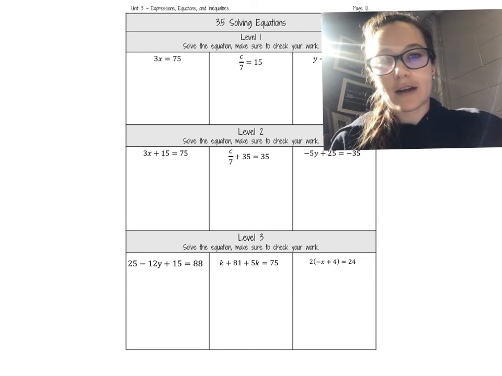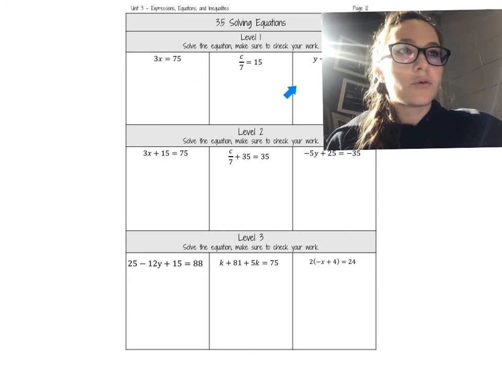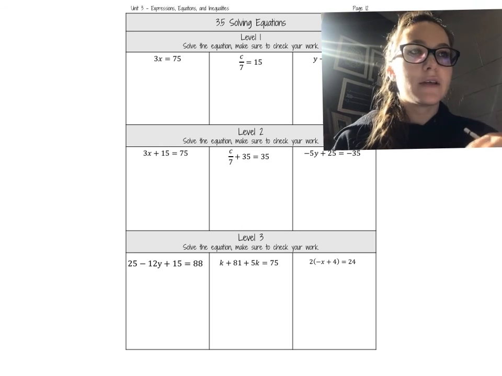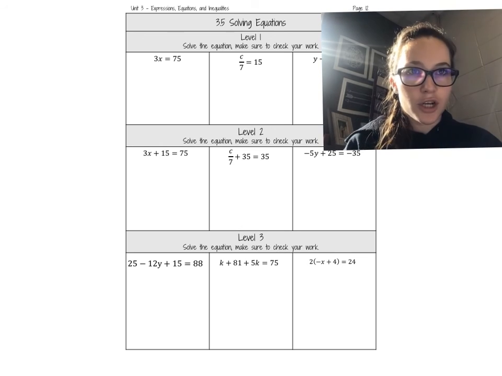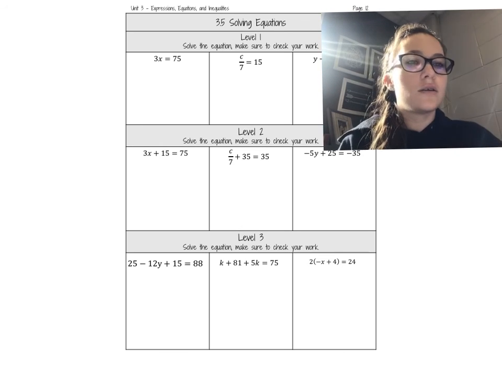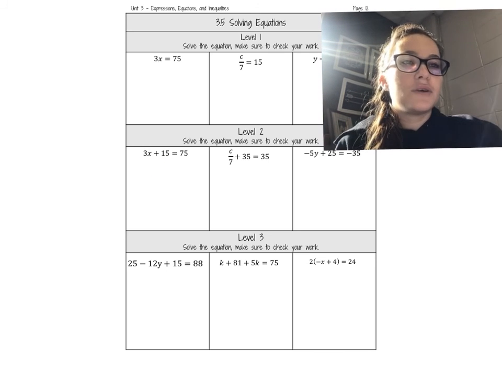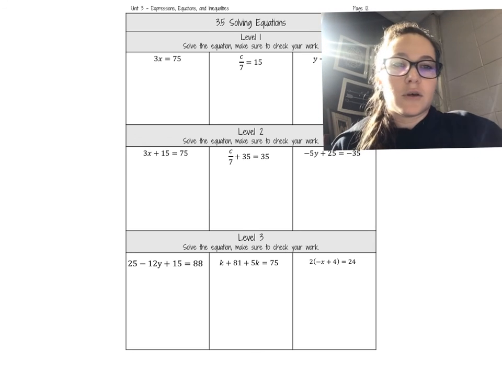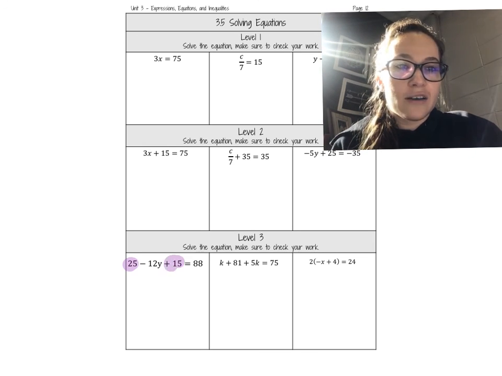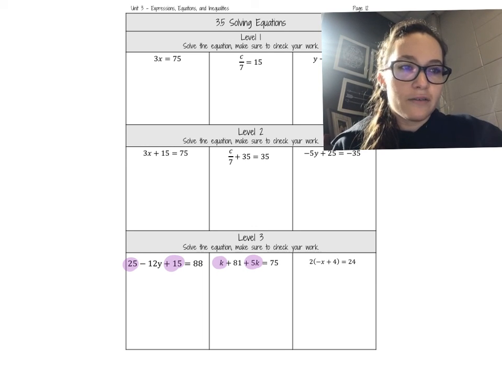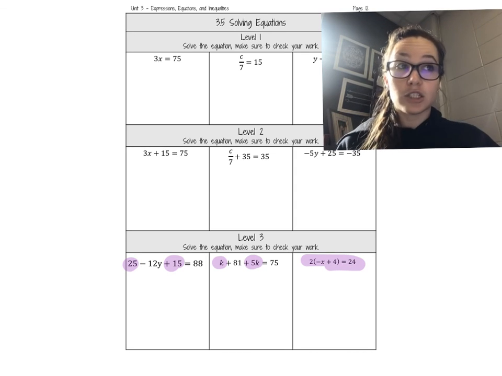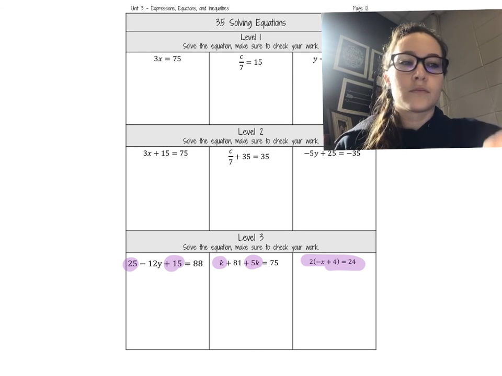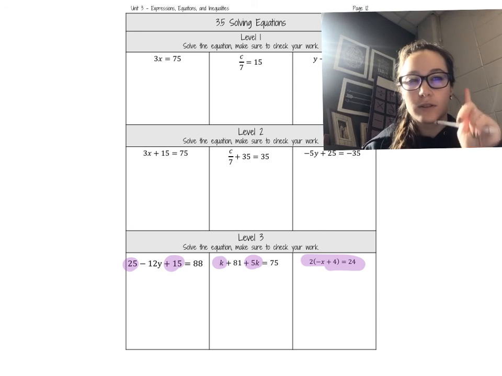So here's your practice. Okay? Level 1, we're just solving. Okay? Solving all of them. Double checking your work by substituting it in. Okay? Level 2, you have to do a couple things. And then level 3, you need to simplify first. So like I see that I can do 25 plus 15. I can do 1K plus 5K. This one you have to distribute, okay? So pay attention to those.